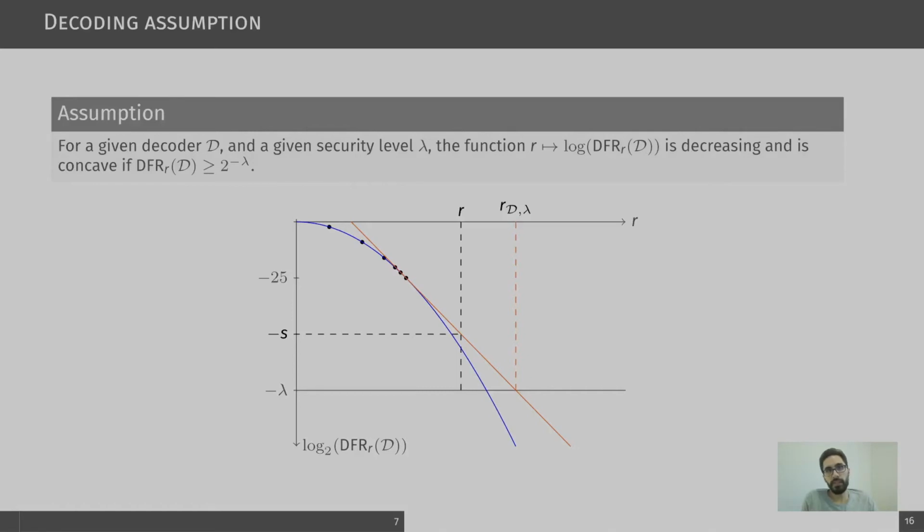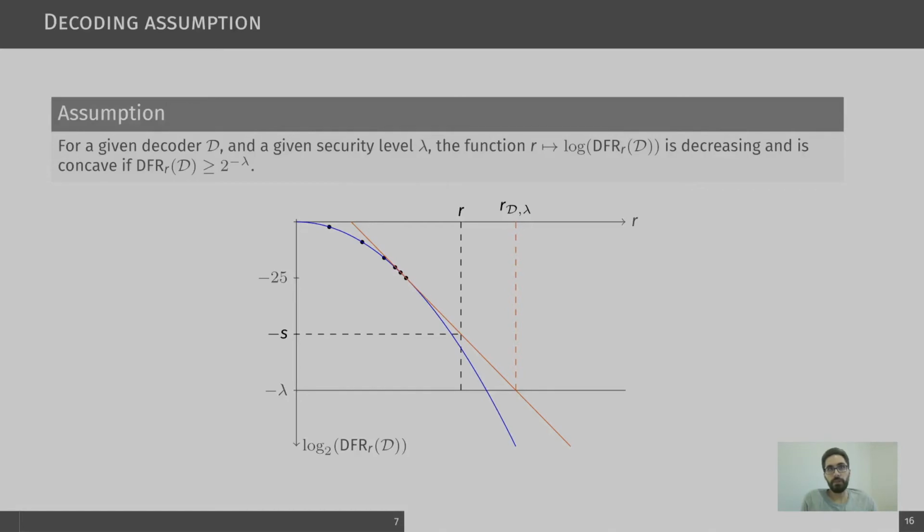In the illustration, you have the blue curve that represents the typical logarithm of the DFR, and the black dots are what we can actually measure. We can measure this by running many simulations so that we have precise points. What the assumption implies is that any tangent of the blue curve is always above the curve. So if we take two close known black points, we can draw the tangent and use it to estimate.